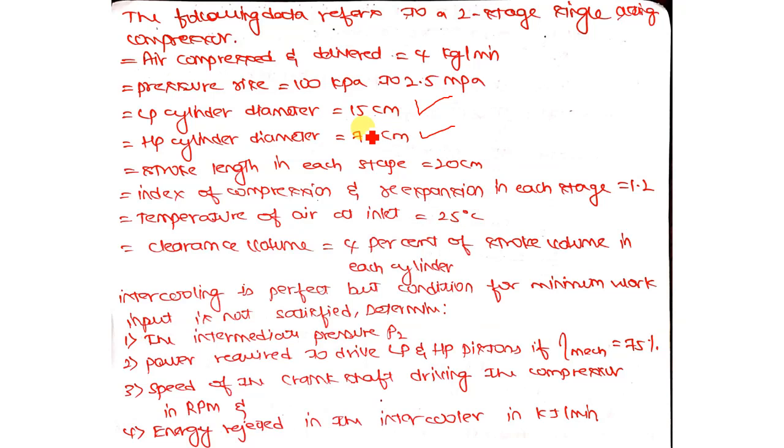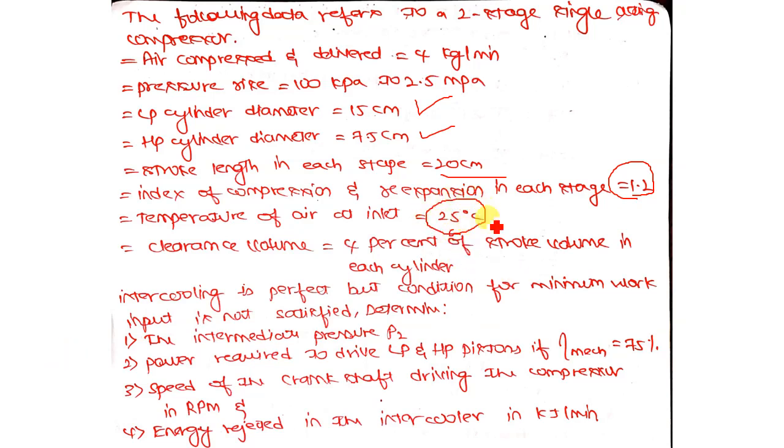Now stroke length of each stage is 20 centimeters. Stage in the sense the common shaft. The stroke length would be same for both the cylinders. So if it is same for both the cylinders, it is 20 centimeters. The indices for compression and re-expansion in each stage are 1.2. So the common compression and expansion index is 1.2. The temperature of the air at the inlet is 25 degrees Celsius. So this is the value of T1.